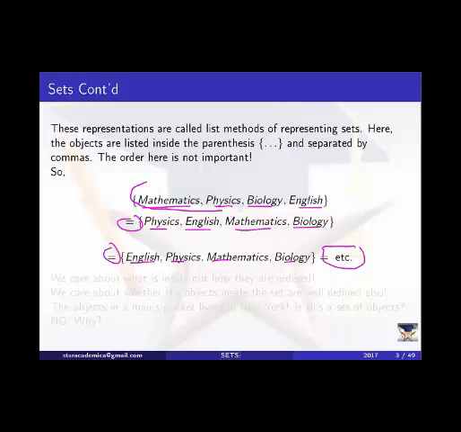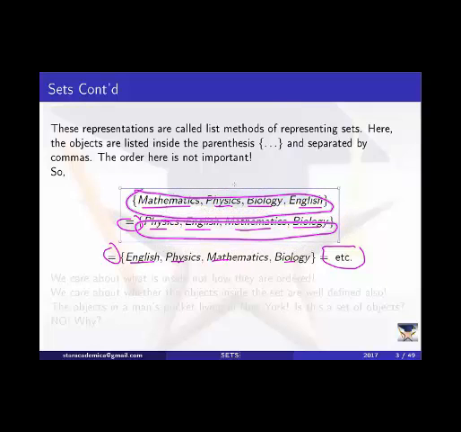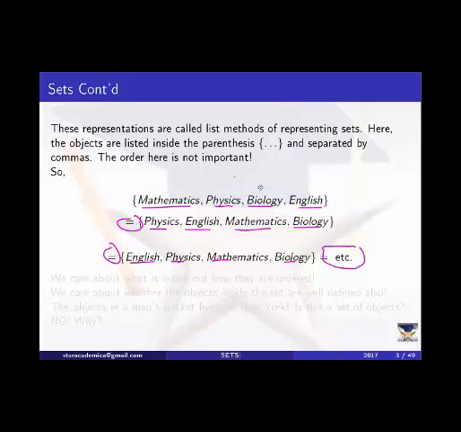So if somebody sees this writing or this one, whenever they have the same elements, like mathematics is here, and English is in all of them, English is here and here, and biology exists in both, and they don't have anything more or less, they have the same objects, so they are the same sets.